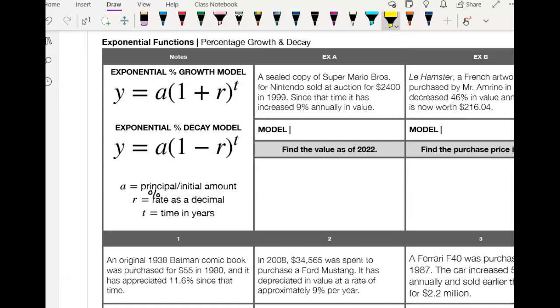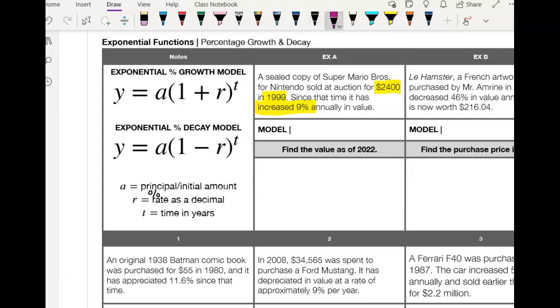Okay, so we've got a sealed copy of Super Mario Brothers for Nintendo sold at auction for $2,400. And this was in 1999. Since that time, okay, so this tells me this is the initial value, all right, for what it sold for. And since that time, it has increased 9% annually in value, okay?